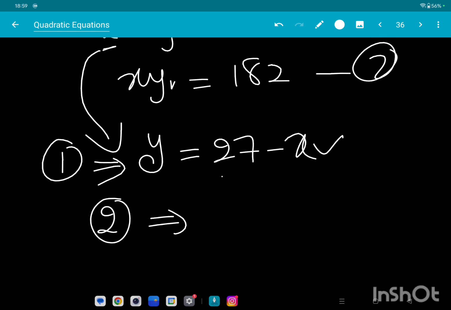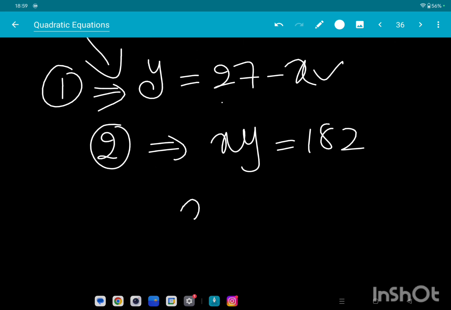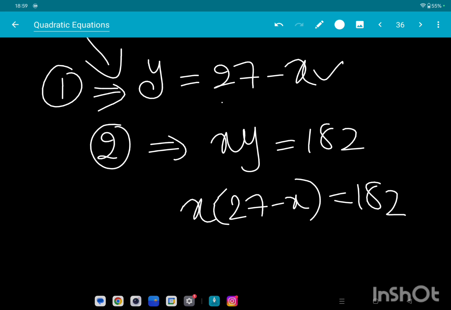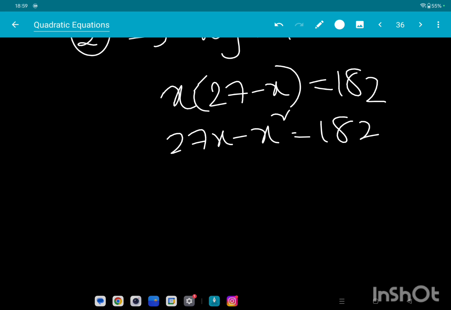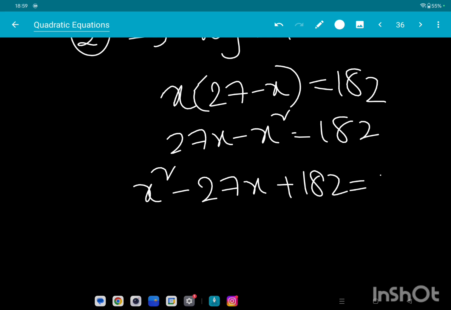This is nothing but the substitution method which we already discussed. So I will substitute this here. What is the second equation? xy is equal to 182. Substituting the y value, x into 27 minus x is equal to 182. I will solve this. 27x minus x square is equal to 182. If these terms go to that side, it will become x square minus 27x plus 182 is equal to 0. This is also a quadratic equation because the degree is 2.